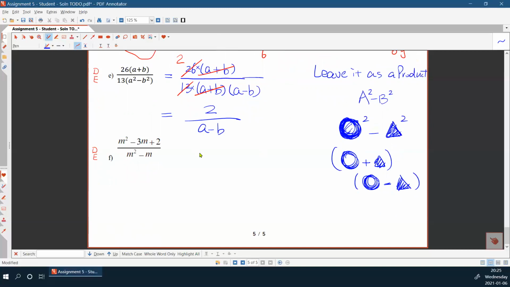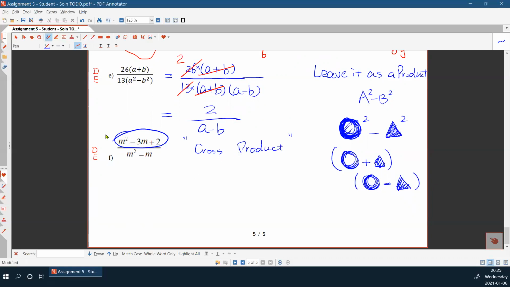Okay, the last question is a little bit difficult for you because at a glance, it's not very easy to see how to factor this expression, right? But in our last lesson, I already told you that we can use a method called a cross product.